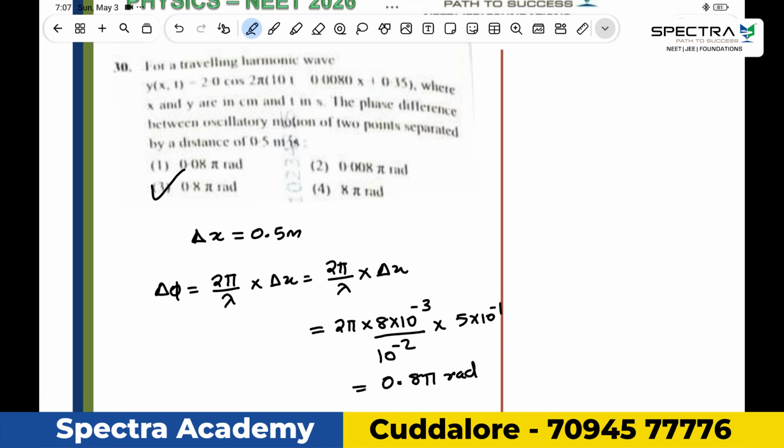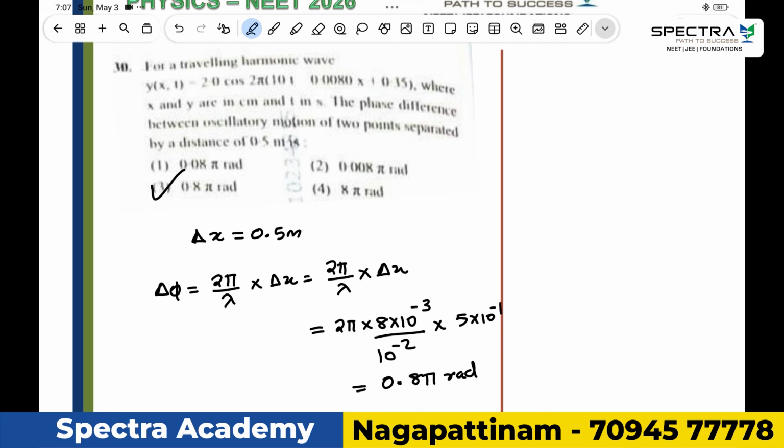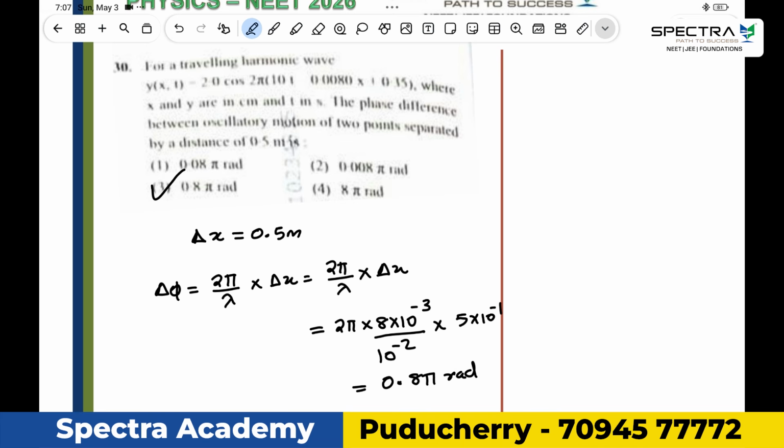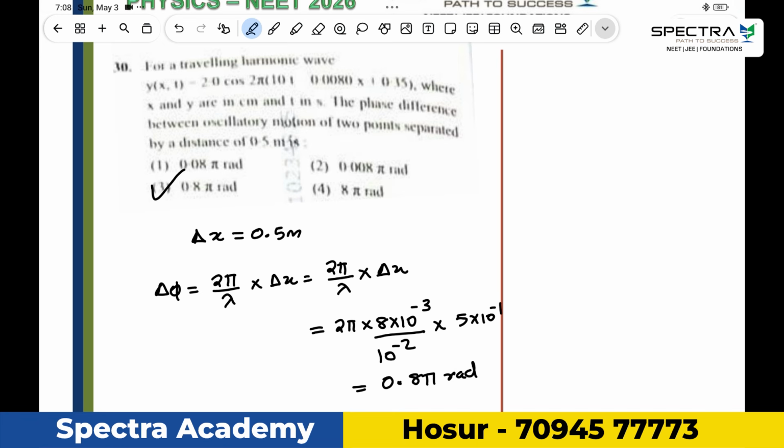So the right answer is option 3. Looking at the questions from question number 16 to 30, almost all the questions are simple and easy to handle, right? So balance questions, another faculty will discuss with you.